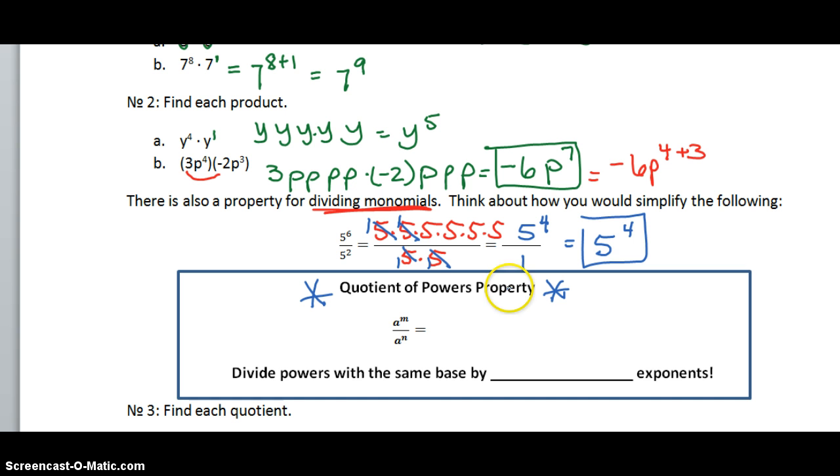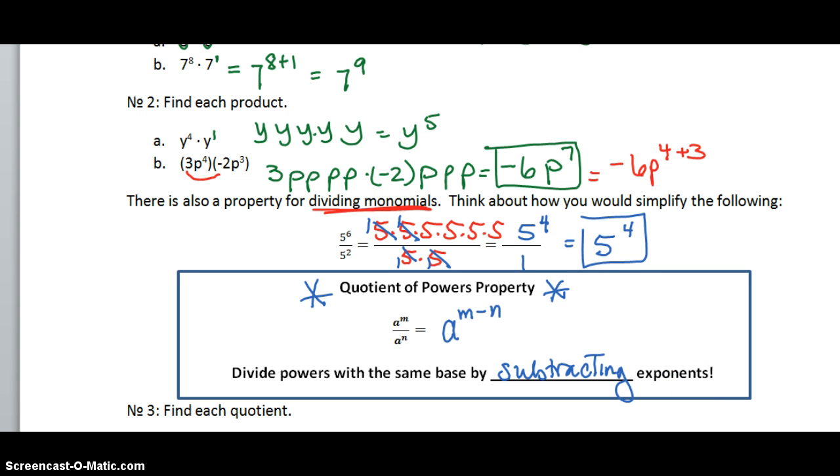The quotient of powers property says when you have the same base and you are dividing by the same base, then you can just say it's a to the m minus n. Notice when we were multiplying up above we added. When you're dividing, you are going to subtract exponents. Divide powers with the same base by subtracting exponents.